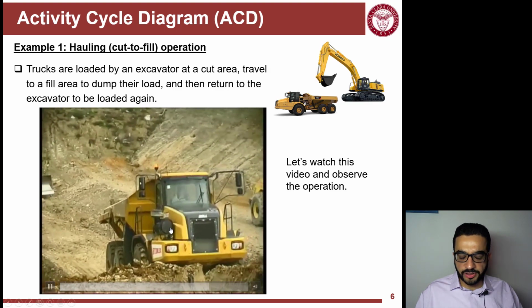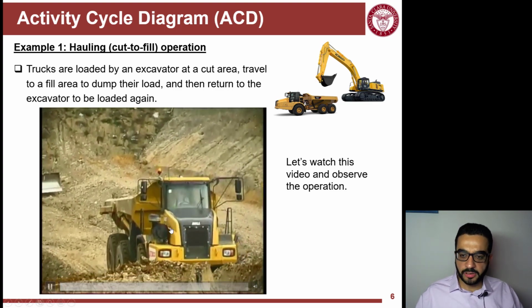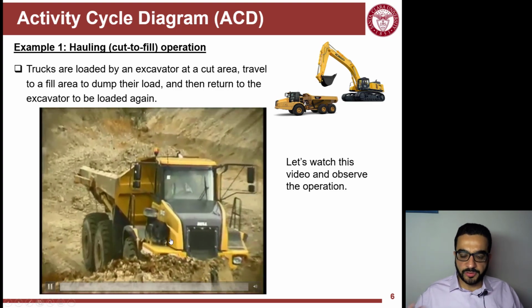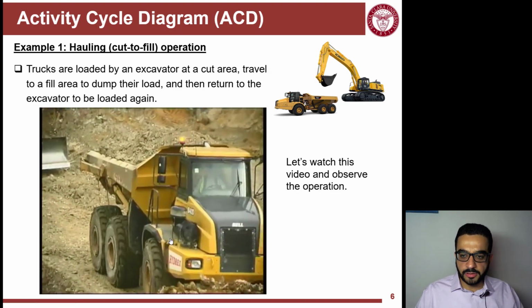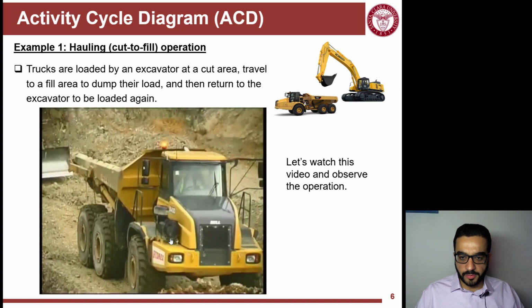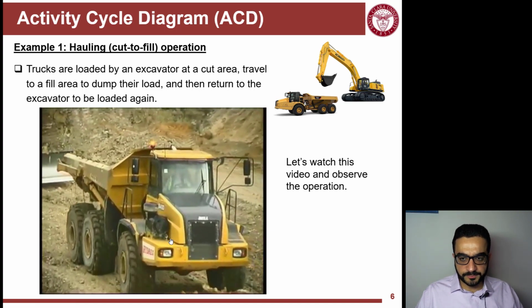And by the way, this truck here is called an articulated truck. So you can see the cabin is kind of swinging in a different angle than the box of the truck itself.